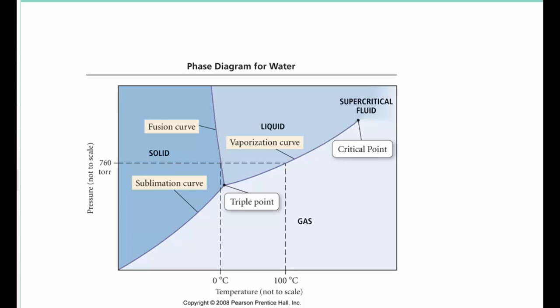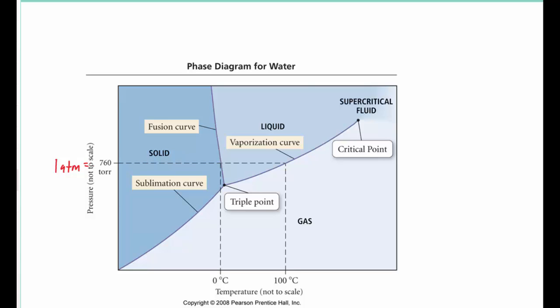Okay? Now, for water, this is a phase diagram of water. The most useful line for us is this 760 torr. Okay? Because what's 760 torr? That's millimeters of mercury. That's 1 atmosphere. Okay? Torr is millimeters of mercury. That's 1 atmosphere. So if we have it just open to the atmosphere, that's what will happen.